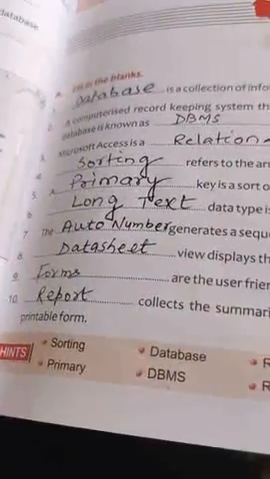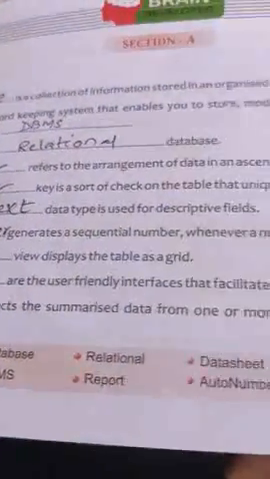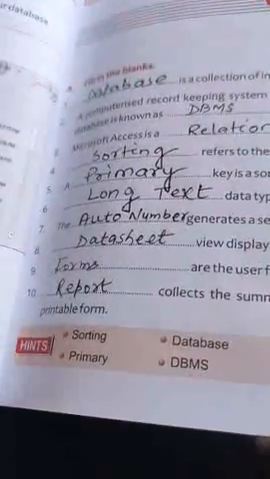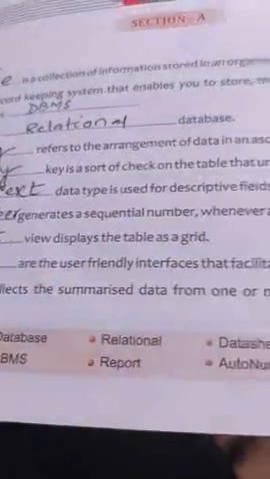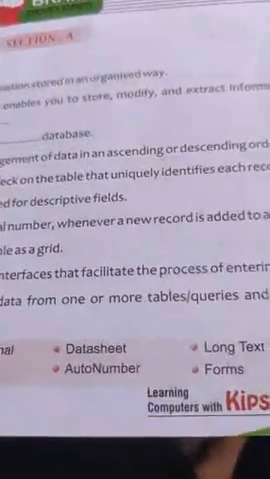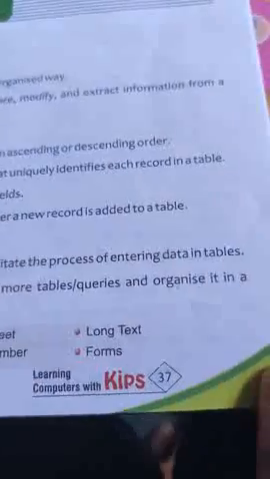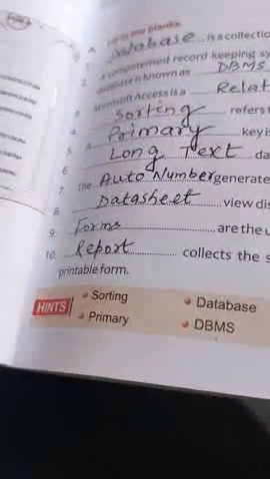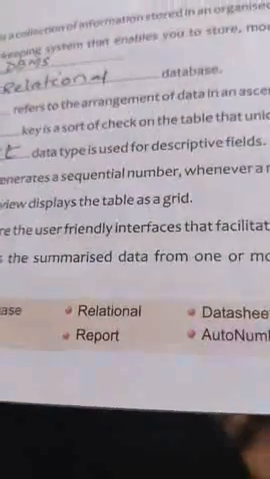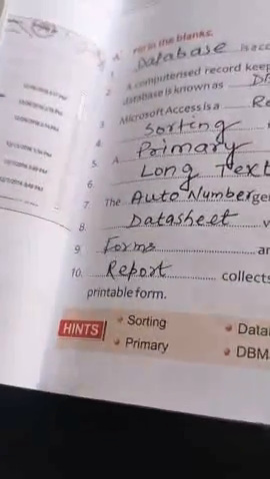Eighth question: the datasheet view displays the table as a grid. Ninth question: forms are a user-friendly interface that facilitates the process of entering data in a table. And tenth: a report collects the summarized data from one or more tables or queries and organizes it in a printable form.